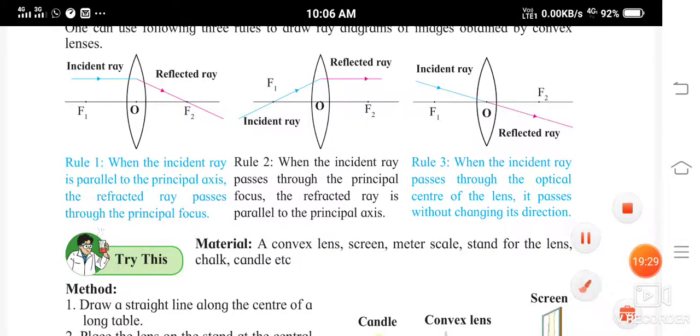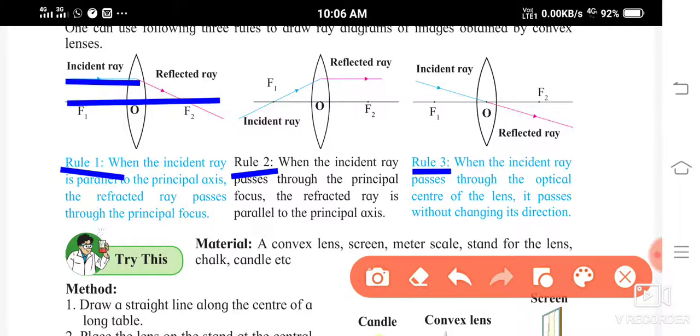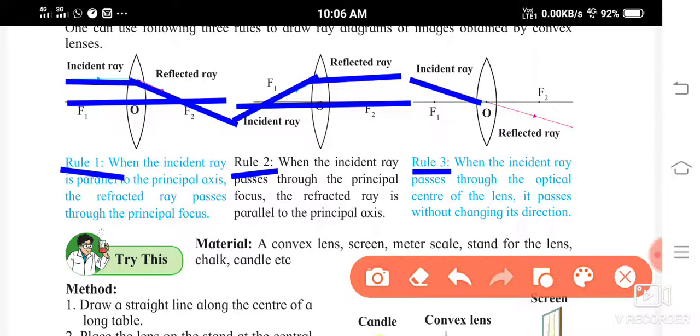Now these rules I told you are very important. Rule 1, rule 2 and rule 3. In case of rule 1, when the incident ray is parallel to the principal axis, the refracted ray is going to pass through the focus. Then when the incident ray passes through the focus, the refracted ray is going to be parallel to the principal axis. Then when the incident ray passes through the optical center, the ray is going to pass without any deviation.